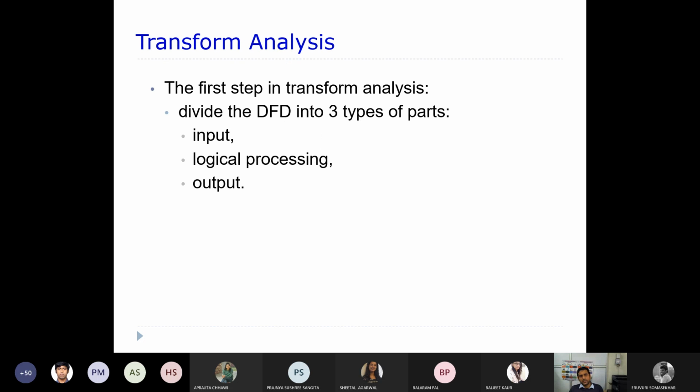As part of this transform analysis, what we try to do is divide the whole DFD, whatever DFD you have, into three different types of parts. One part will be the input, the other is the logical processing, and the third one is the output. So input, processing, and output, we try to divide them.